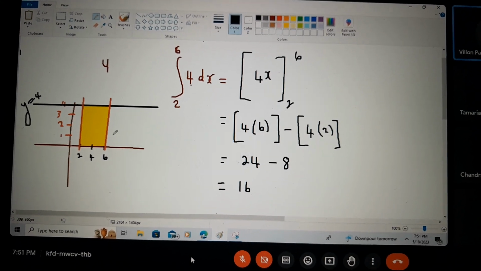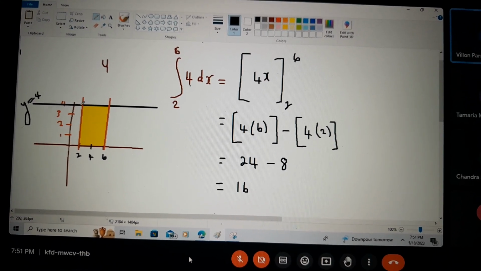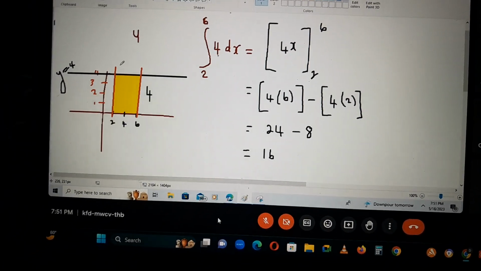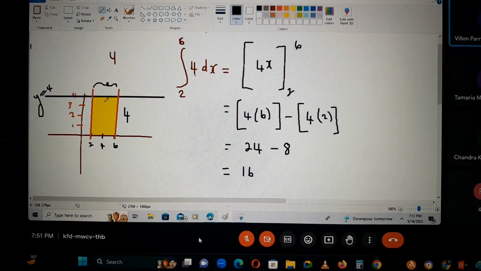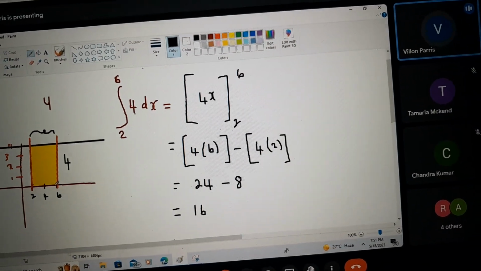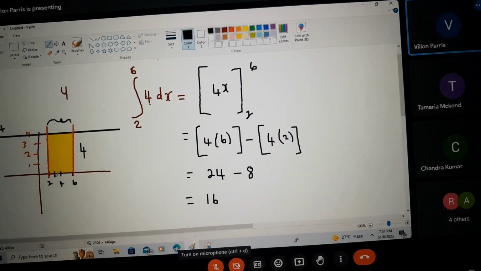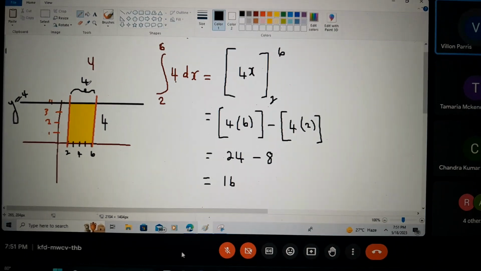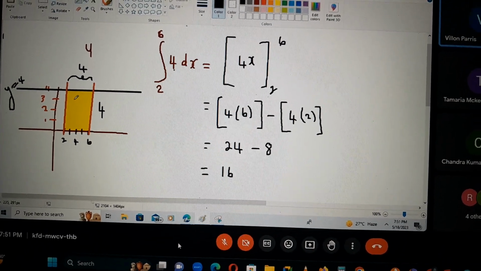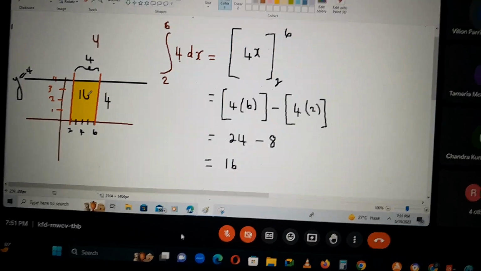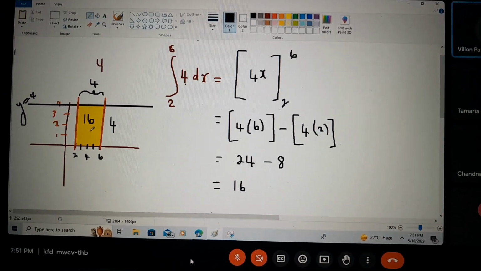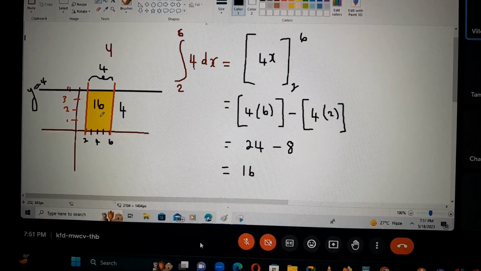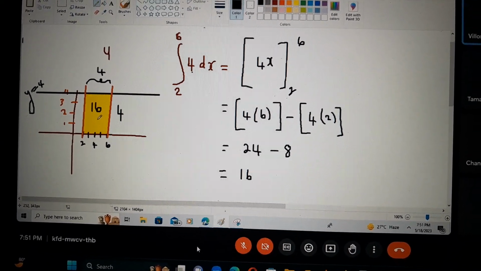What's the height of this rectangle in terms of units? 4 units. What is the width of this rectangle? It's from 2 to 6. So what will be the width? 4. So if we had found the area, 4 fours would give us what? 16. So I really wanted to show you this, that when we find the definite integral, what we're actually finding is the area. Is that clear with everyone?